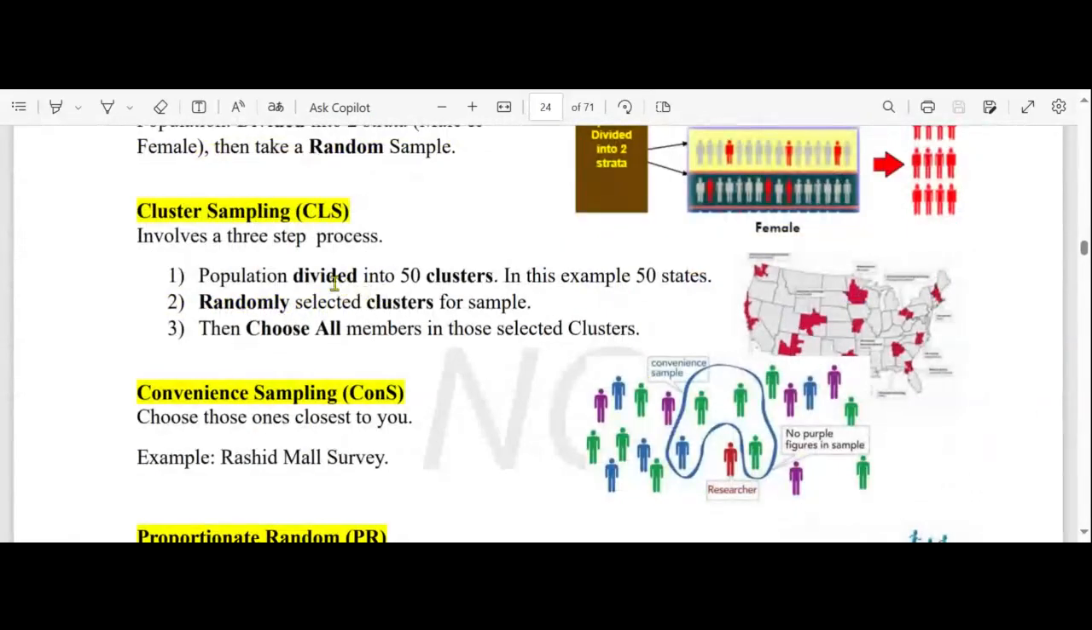Here you go. This one is going to be a good example. Like, for example, in the United States, how many states do we have? How many? 50. So we divided the states into 50, right? And then randomly select cluster for sample. Do you see the red states? So out of the 50, I choose maybe 10 states. And then choose all the members from the 10 states. And then take the voting.